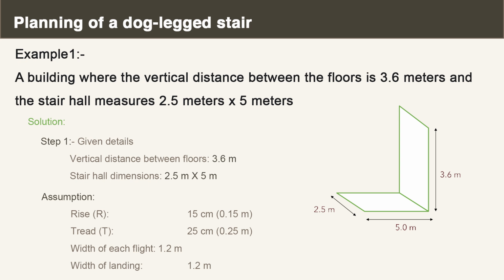So, step 1 is, let us jot down the details given in the question. That is, the vertical distance between the floors is 3.6 meter, stair hall dimension is 2.5 meter by 5 meter, and now we need to assume some values. First one is the rise R, which is 15 centimeter, tread T 25 centimeter, width of each flight 1.2 meter and width of the landing is 1.2 meter, which is generally equal to the width of the stairs.